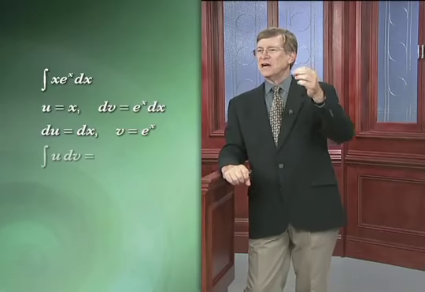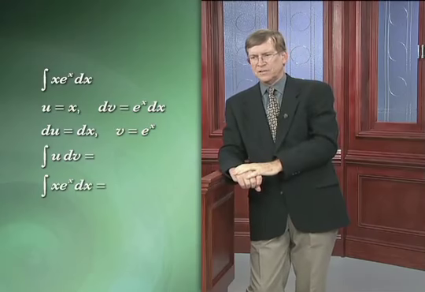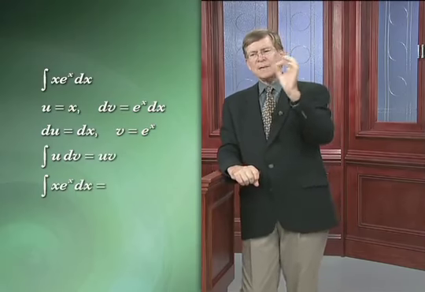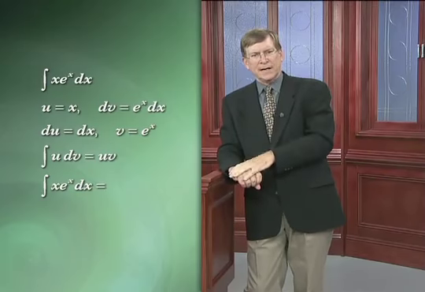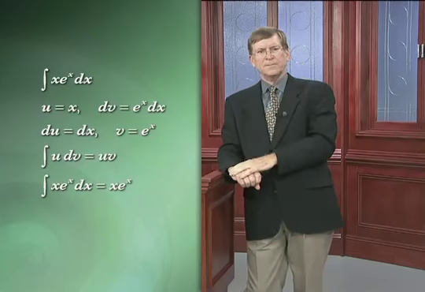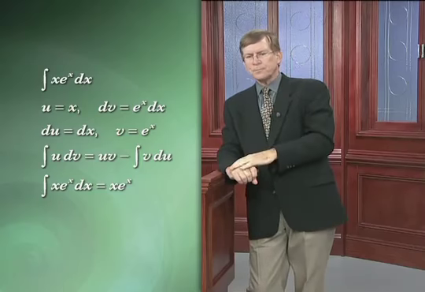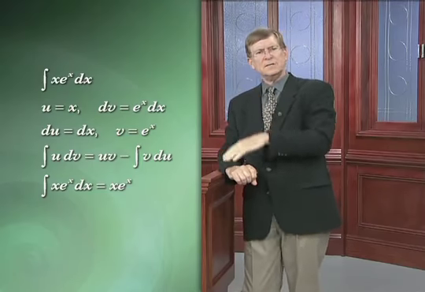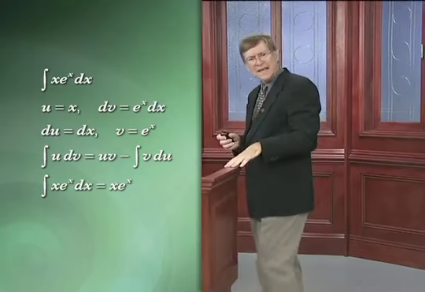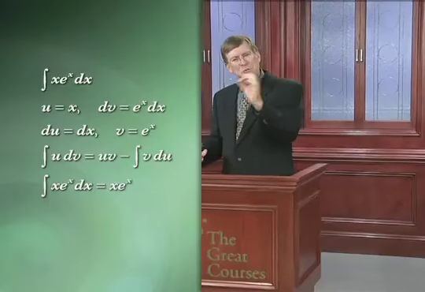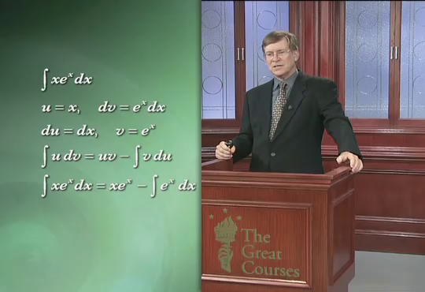All right, the left-hand side is the integral of u dv, and that is x e to the x dx. It equals u times v. Okay, u is x, and v is e to the x. So it's x e to the x. Minus an integral. The integral is v du. Who's v? V is e to the x. And what's du? It's just equal to dx. So my new integral on the right-hand side is the integral of e to the x dx.